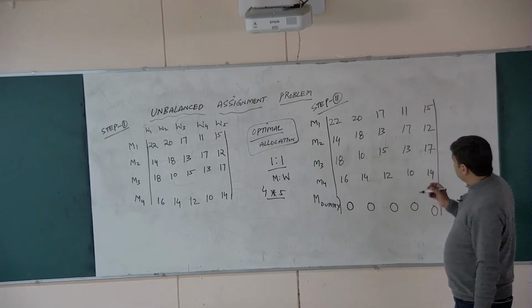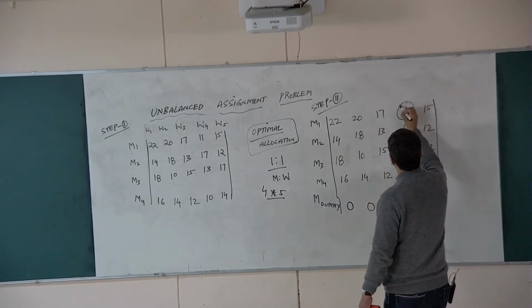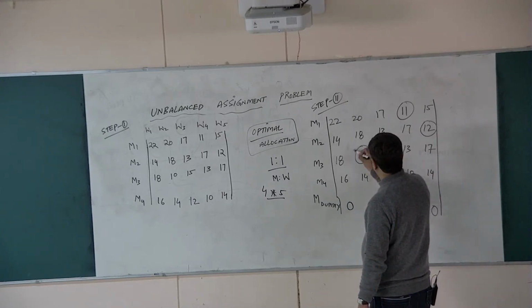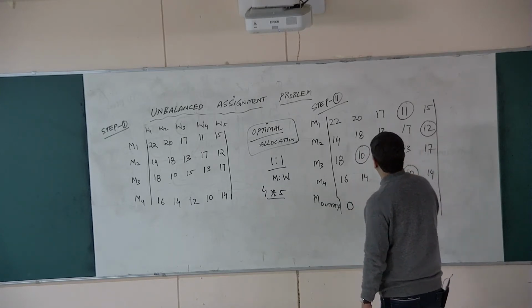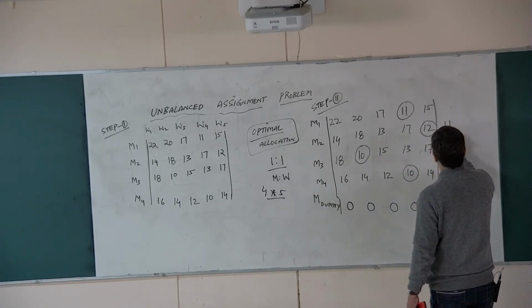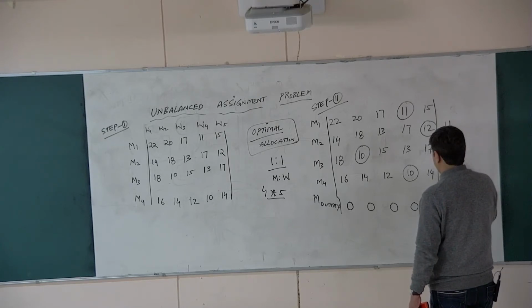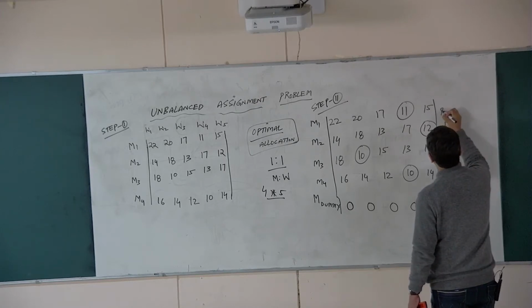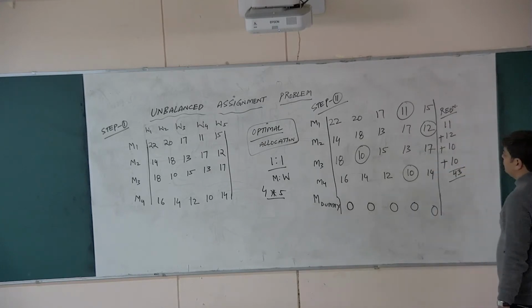So how to calculate row operation now? The row minimums are 11, 12, 10, 10. So how I'll write the reduction now? 11 plus 12 plus 10 plus 10. 0 is already there only. So 20, 30, 40 and 43. So this is your reduction, just to check.